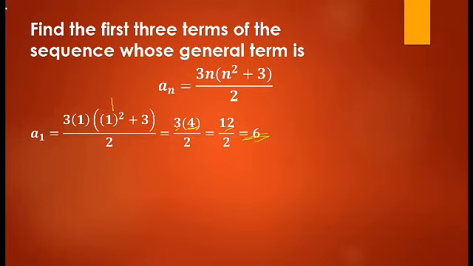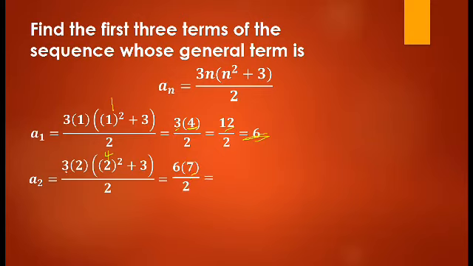Okay. So for the second term, we have a sub 2 equals 3 times 2 times 2 squared plus 3 over 2. Unahin ulit natin yung naka-parenthesis. 2 raised to 2 is 4 plus 3. Ano po? 7. Ito, 7. 3 times 2 is 6. Okay? Over 2. So 6 times 7, we have 42 over 2. 42 divided by 2, we have 21.